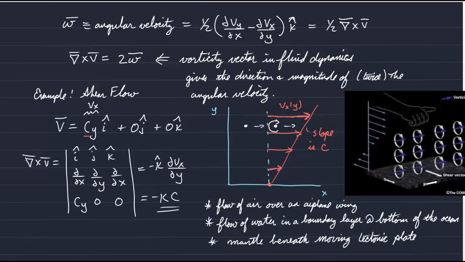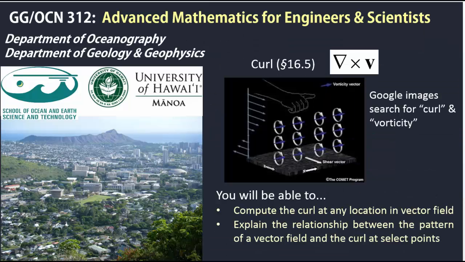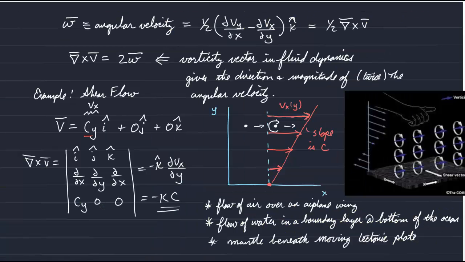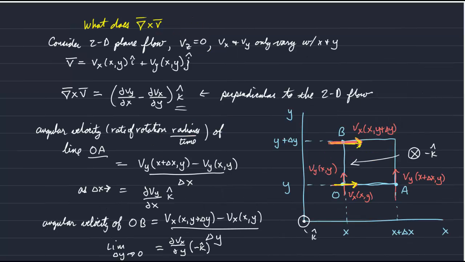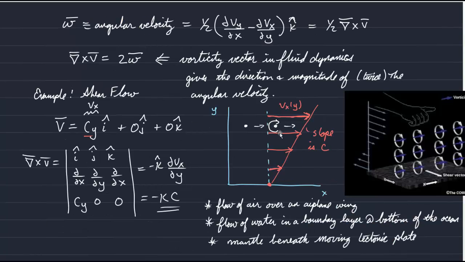So I think that about concludes this discussion of curl. You'll be able to compute the curl based on this equation, given a function of x, Vx, Vy, Vz of this vector field, and given a pattern of a velocity field, knowing, for example, how things might be rotating, you'll be able to relate the curl vector to that velocity field.